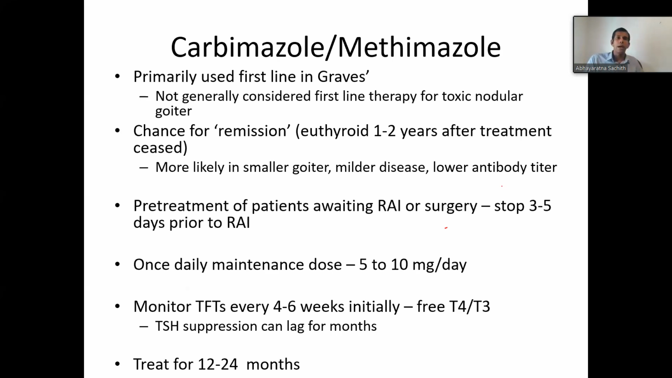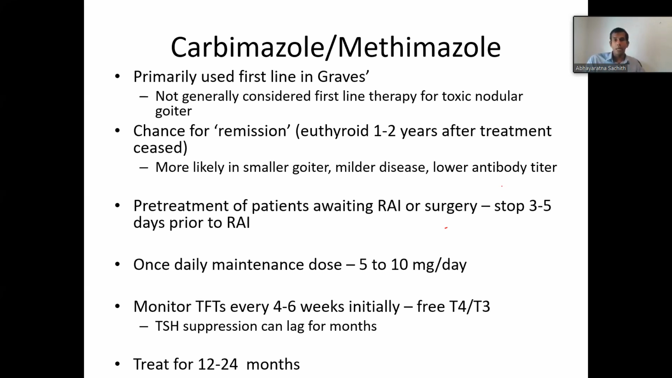And not nodular toxic multinodular goiters, and then the chance of remission will increase depending on the size of the goiter. Those patients will have a higher chance of remission.